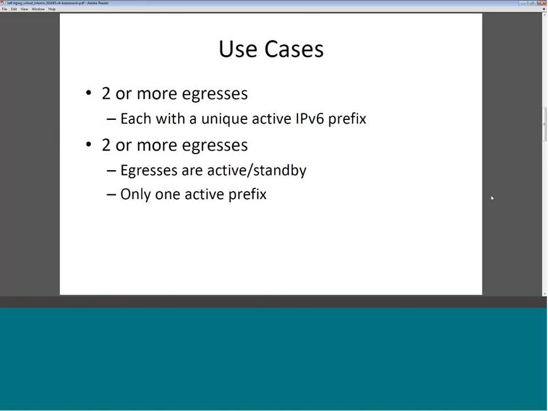So, two use cases. We have two or more egresses, each with a unique active prefix, and then we have two more egresses, each with an active standby prefix, but only one is active. We'll dive into the first one next. Next slide.